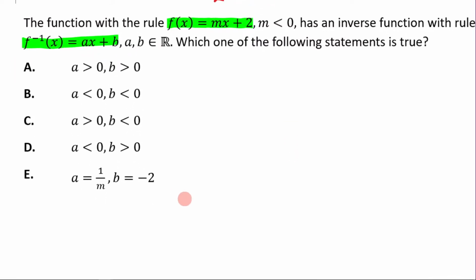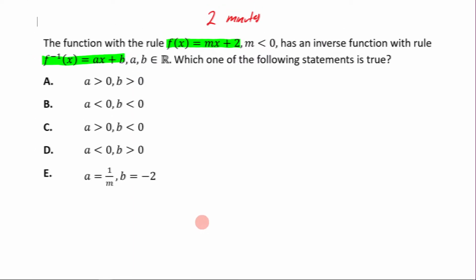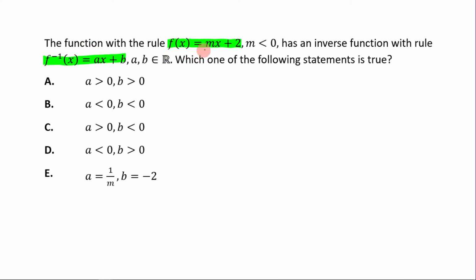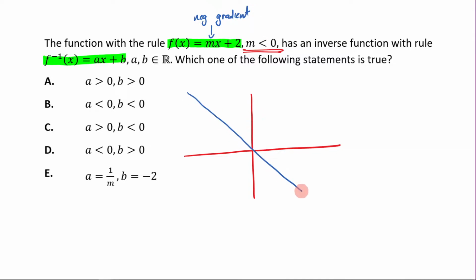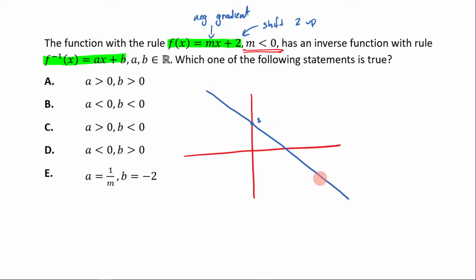Okay, so let's look here again and spend some time just critically thinking about this question. So we're told that we have this rule, mx plus 2, where m is less than 0. That is very important, because if I was just to give this a quick sketch, I know that this is a straight line, and the fact that m is less than 0 is telling me I have a negative gradient. That means that it's going down. I also know that it's shifted 2 up. So that means it's going to look like this. I've shifted 2 up, and it has a negative gradient.